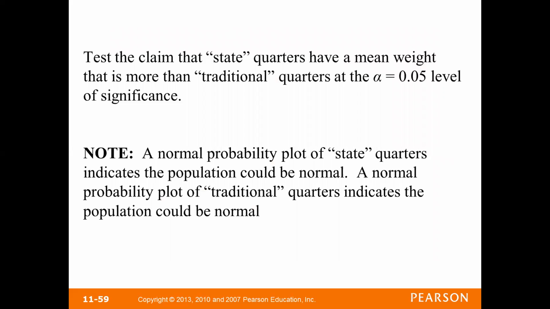We want to test the claim that the state quarters have a mean weight that is more than traditional quarters at the alpha 0.05 level. Again, we set that level of significance. 0.05 is traditionally the level that is most commonly used.